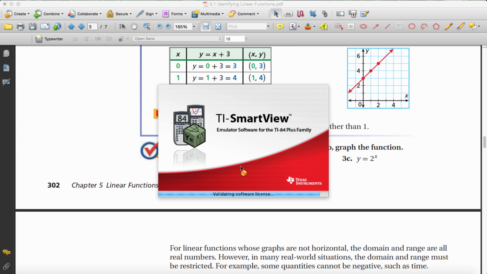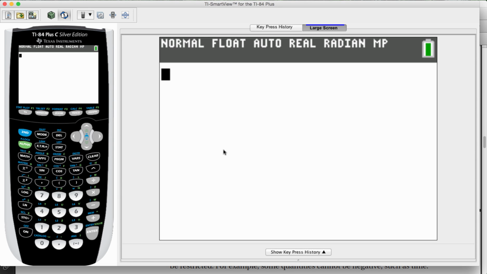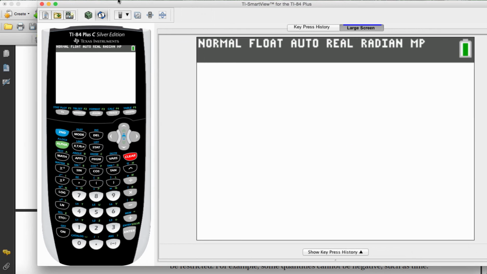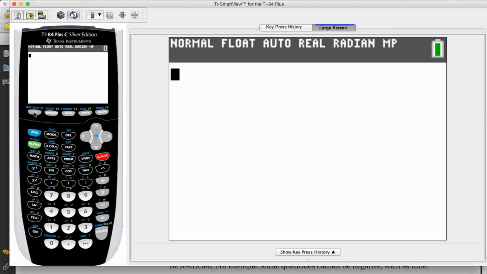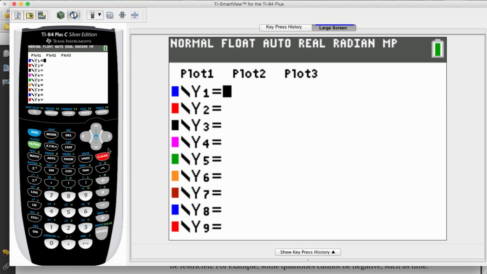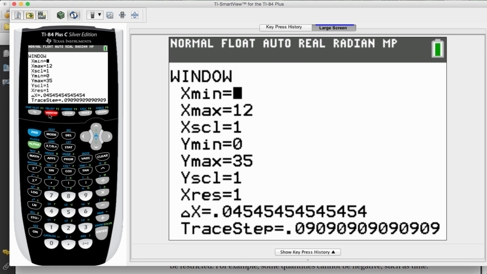So what I'm going to do is open up my TI-84 program. But what I do here on the TI-84, you can also do on your TI-83. So let's look at the equation. Y equals 5x minus 9. So what we do is we hit the y equals button here. To clear out anything you might have, hit the clear button. And so we type the following: 5x minus 9. Now we're going to hit the window key.